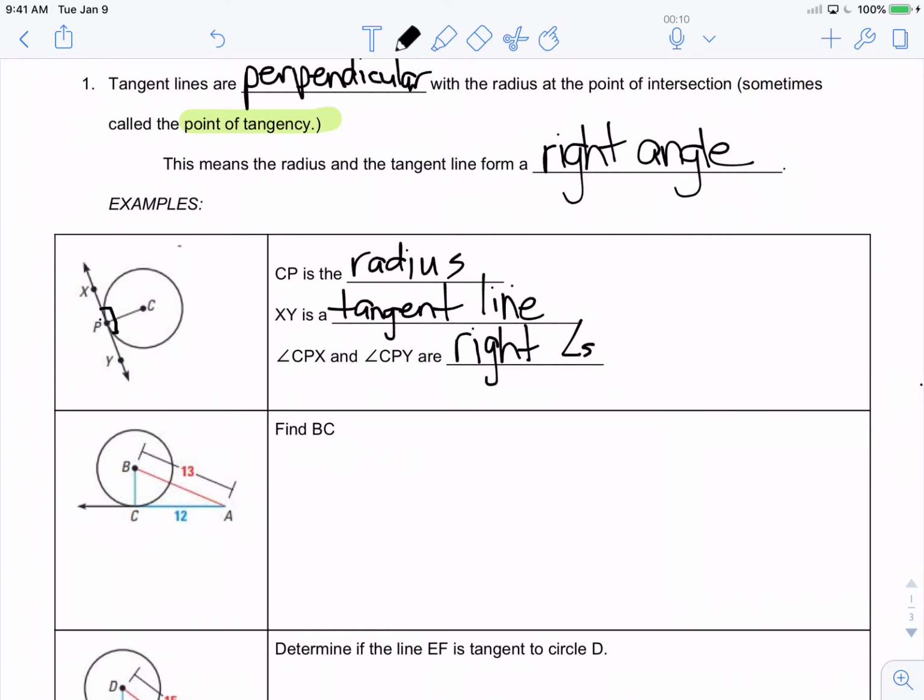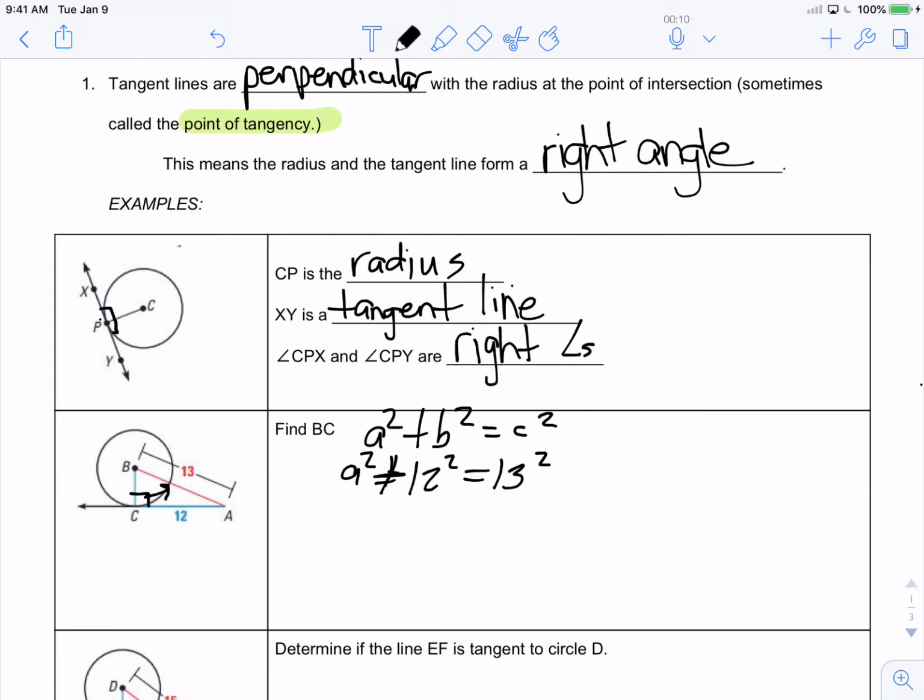So find BC. Okay, so I know that AC is tangent to the circle and BC is my radius, so I know that that forms a right angle. A right triangle, I can use the Pythagorean theorem, a squared plus b squared equals c squared. I know that c in the Pythagorean theorem is always my hypotenuse, which is across from my right angle. So I know that 13 is going to be my c, and that leaves 12. It's supposed to be a plus.